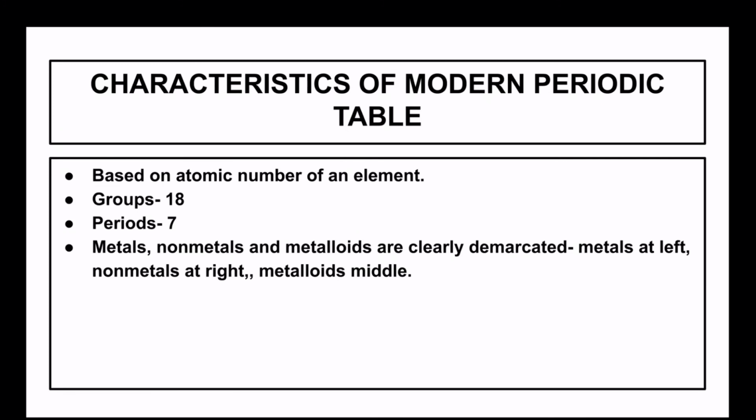The modern periodic table is based on atomic number of an element. There are 18 groups and 7 periods in it. The metals, non-metals and metalloids are clearly demarcated in the modern periodic table. I hope you must have understood the layout of modern periodic table, which is explained in today's session.